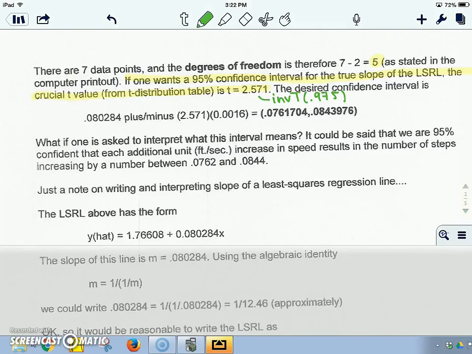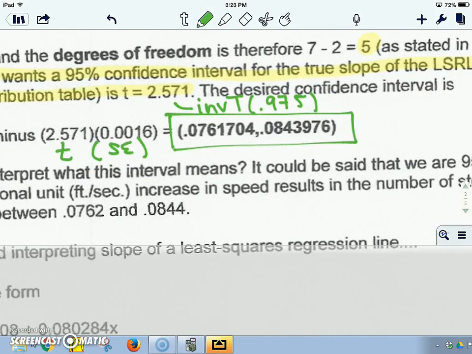Then, just like all the other times, a confidence interval is our point value, or in this case, our slope, where b equals the slope, plus or minus the t times the standard error. And there is our confidence interval. Okay, so we are 95% confident that the slope of the true regression line for all runners out there is somewhere between 0.076 and 0.084.